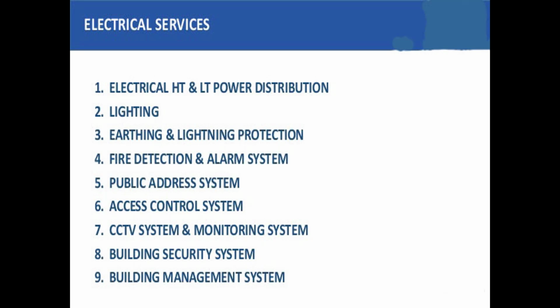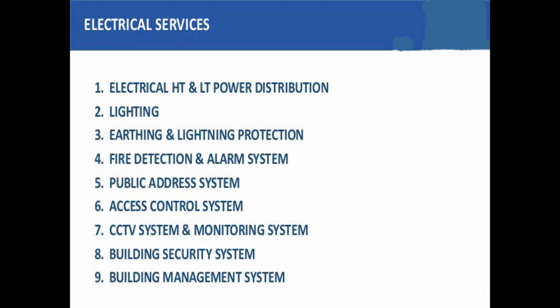The electrical services: you need electricity to live. It includes a variety of items, and it depends on the building type. It ranges from HT and LT, high tension and low tension, power distribution, the basic lighting, earthing, and lightning protection during the heavy rains and lightning, thunder.